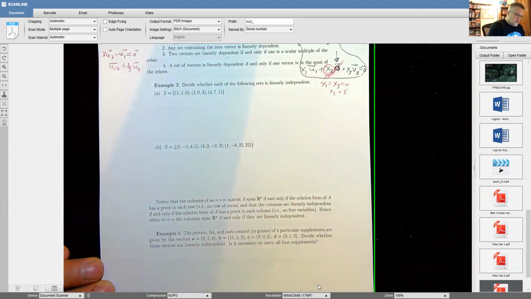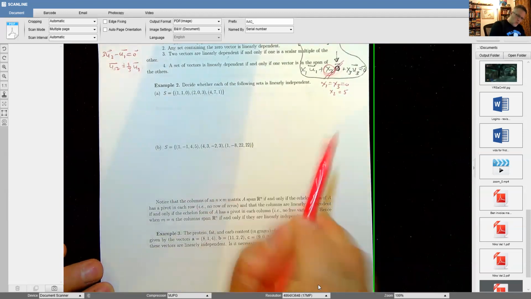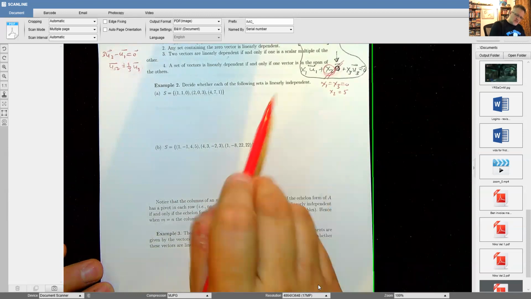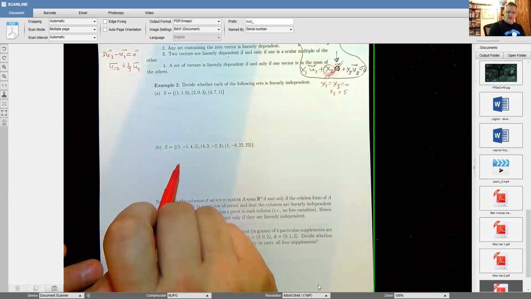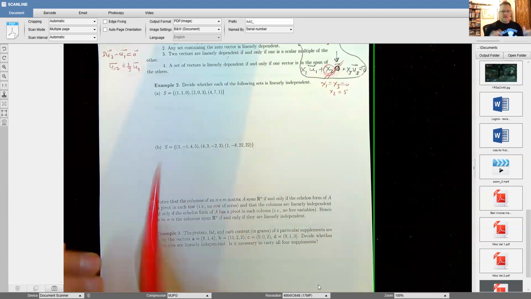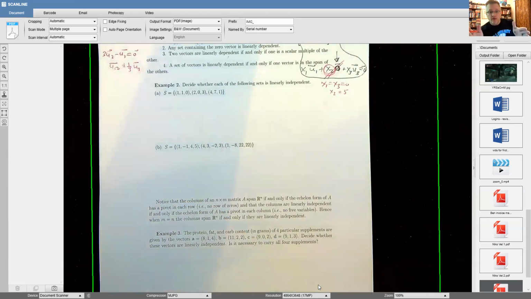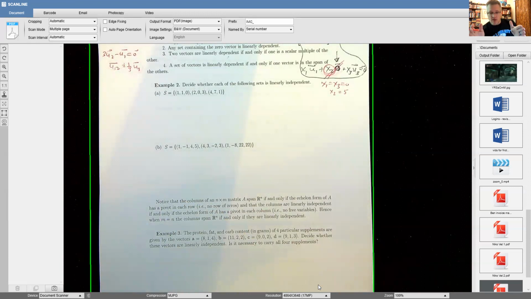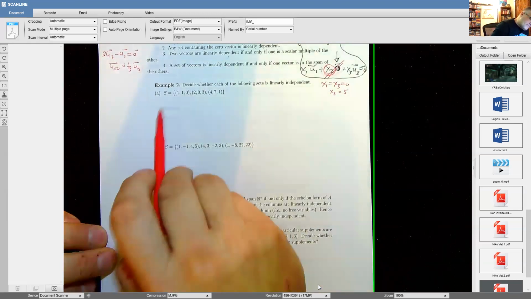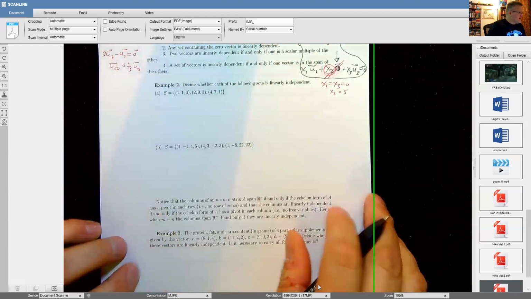All right, and then another observation is a set of vectors is linearly dependent if you can write one of the vectors as a linear combination of the others, right? And so what that means is that one of the vectors is in the span of the rest of them, right? If you can write one vector as a linear combination of the other guys, then it has to be in the span of the other guys. That's what it means to be in the span. Okay. All right, so let's look at a few more examples.